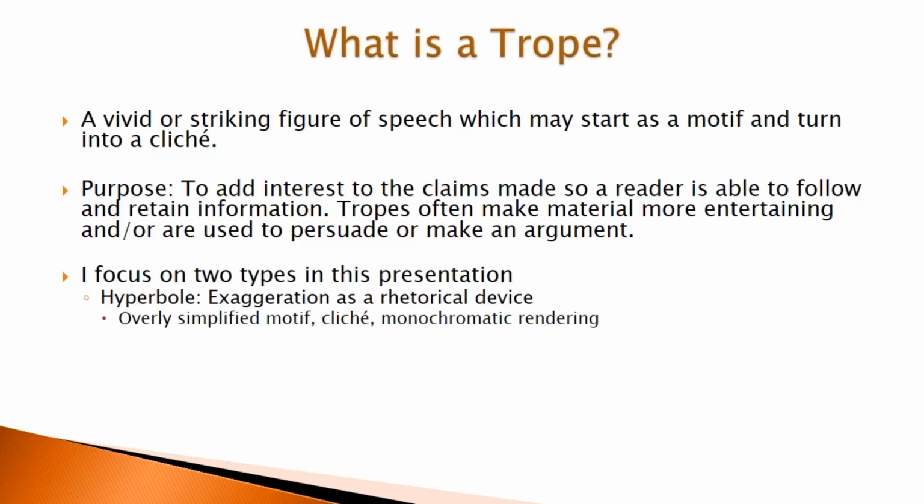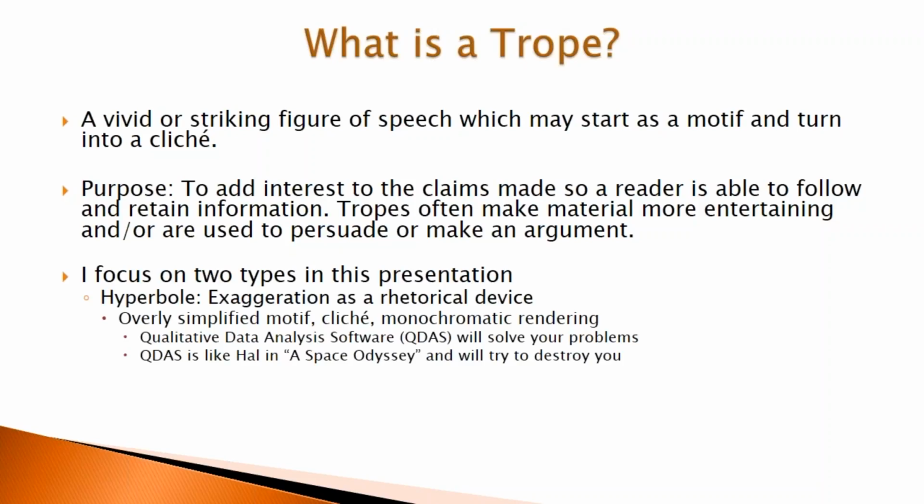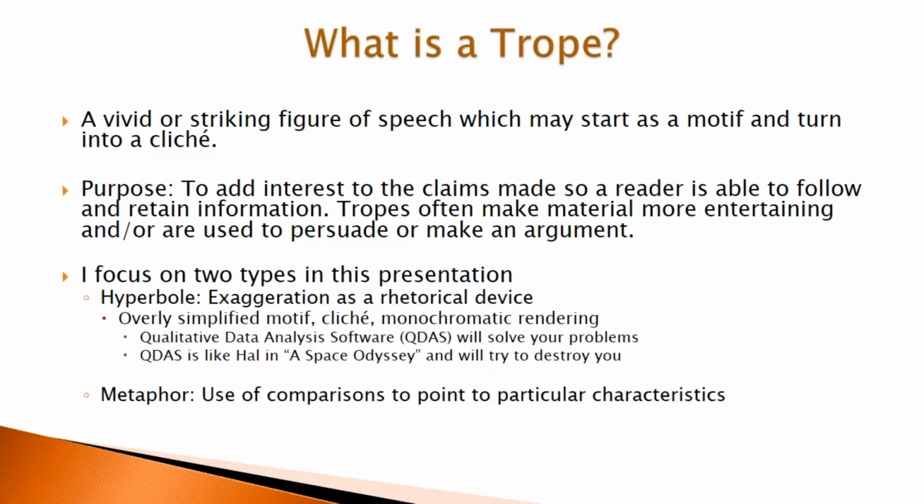So the first is hyperbole, which is an exaggeration as a rhetorical device. And this is when a trope becomes kind of a monochromatic rendering potentially. And here's two examples in relation to the current talk. One is qualitative data analysis software will solve your problems. And the other is QDAS is like HAL in 2001: A Space Odyssey and will try to destroy you. So those are examples of some of the hyperbole that come up with the tropes. I'm going to try to use metaphor comparisons to point out some of this hyperbole. And again, I'm using the metaphors of early bird, snake oil, horse cart, and chicken egg.